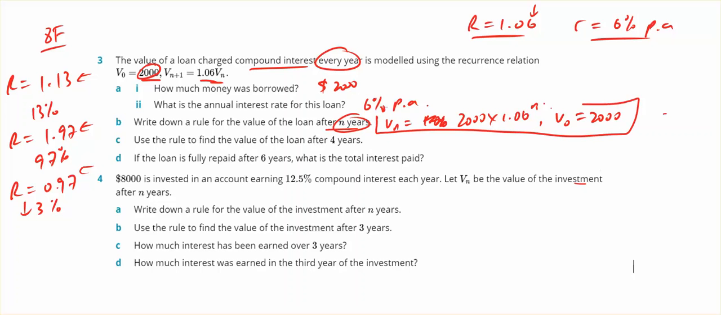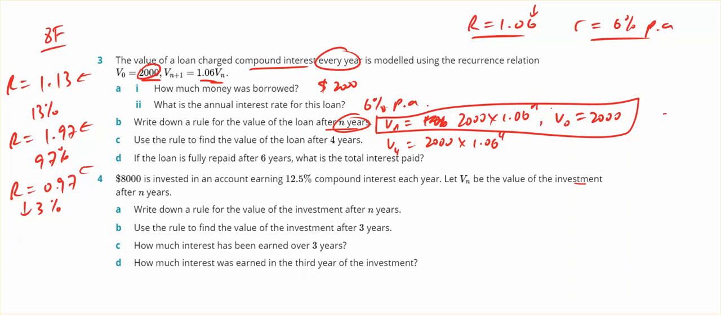So to get full marks, you need to make sure you have these 2 things together. Write down the rule, then use the rule to find the value after 4 years. Can you see we have an n here? We want V4 because we want it after 4 years. So V4 is 2000 times 1.06. Instead of n here, we have 4. Okay, so it works out.